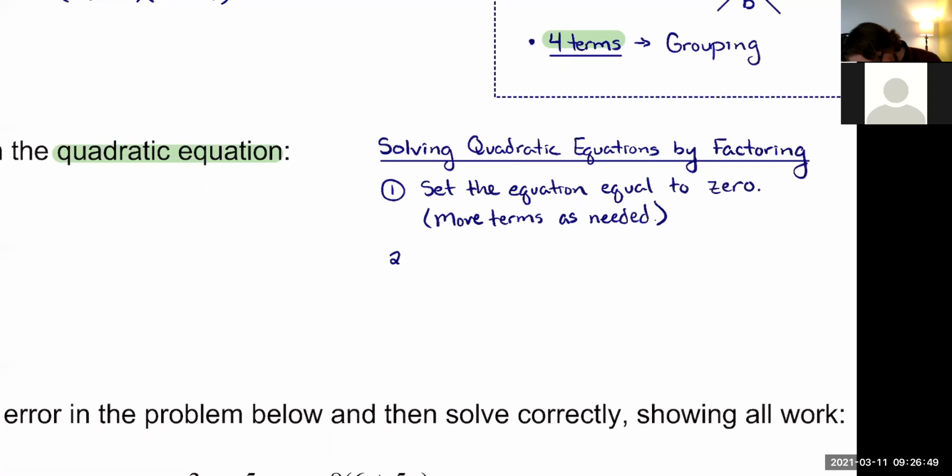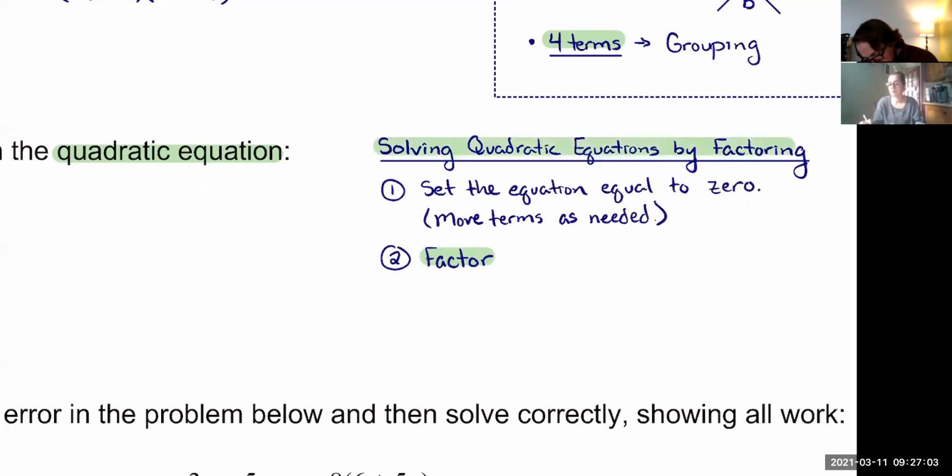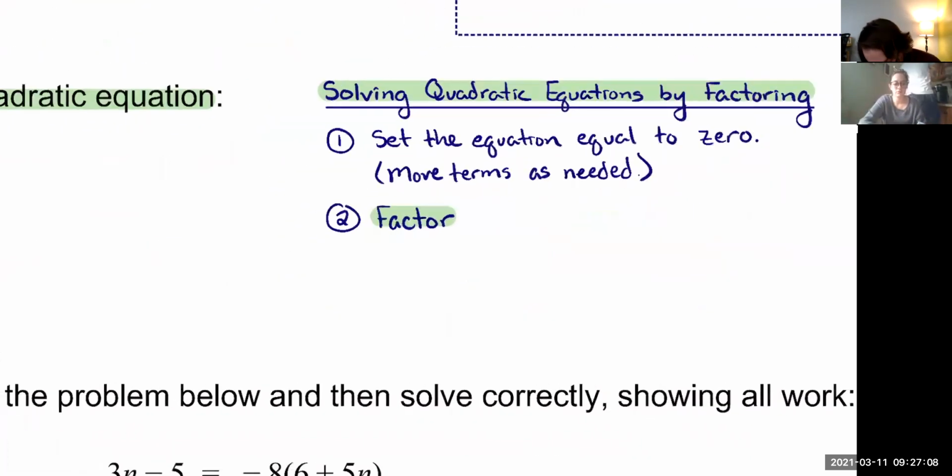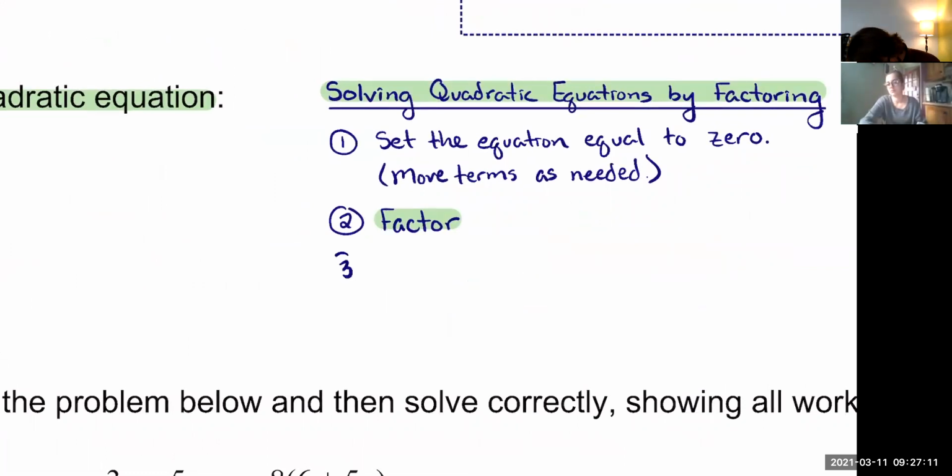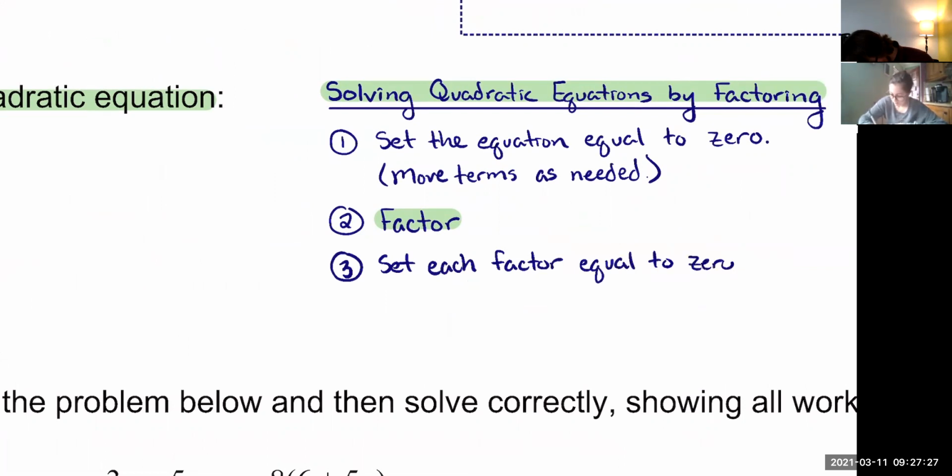Second thing we do is factor. Now, I'm not going to dwell on that word factor too much because we just wrote down a little section of notes up above, all things about factoring. So I'm not going to go into detail there because we already did that. Step 3 is to set each factor equal to 0 separately.